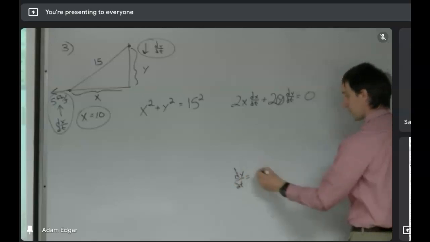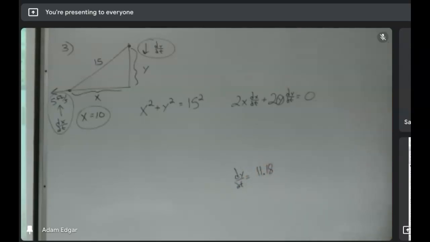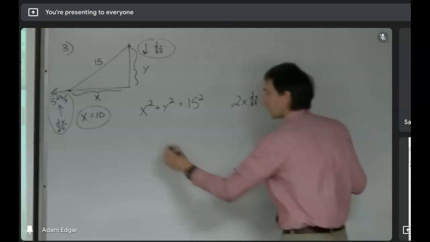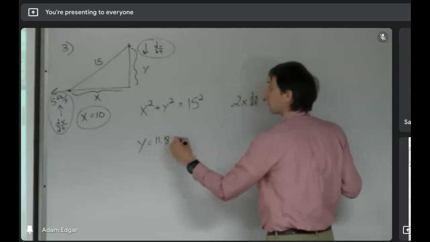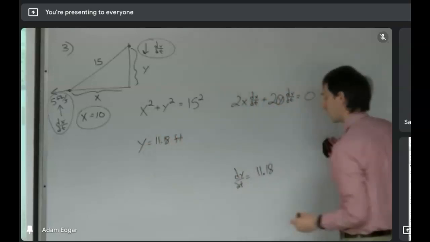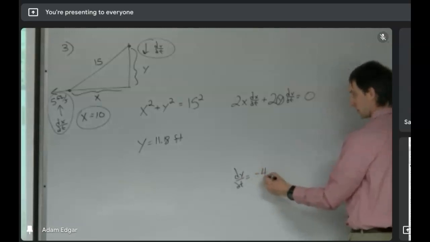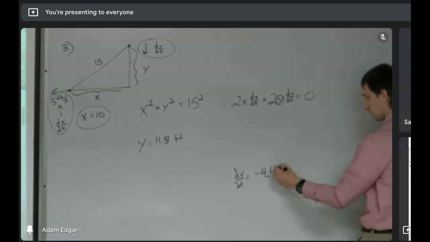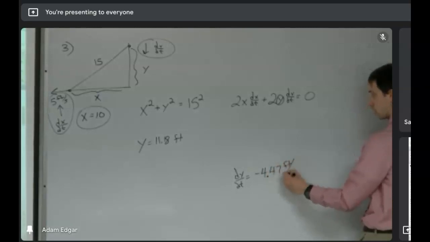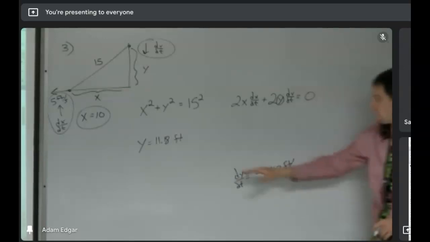11.18? Oh, what is dy... Yeah. So y, sorry. So y is 11.18. Is this in feet? And so then dy dt is negative 4.47, and that's feet per second, I believe. Any questions with getting either the y or the dy dt?